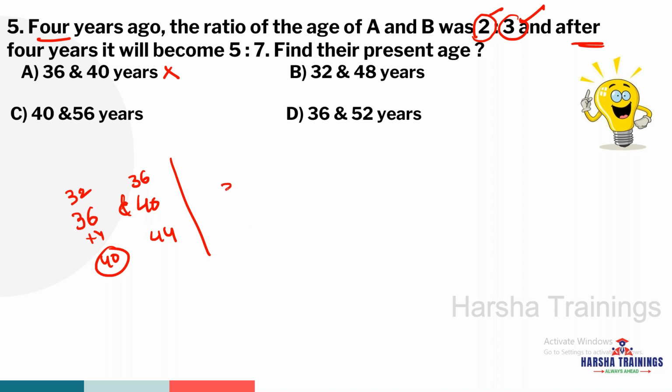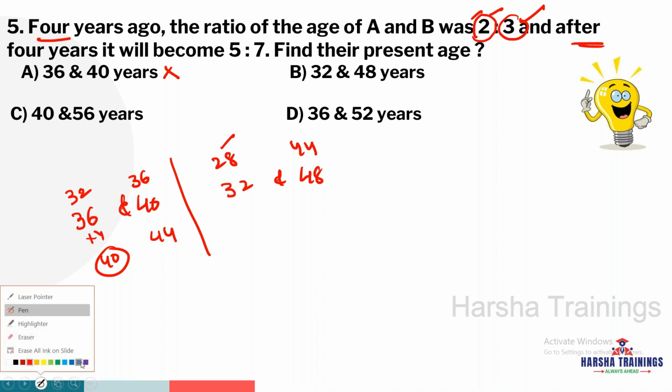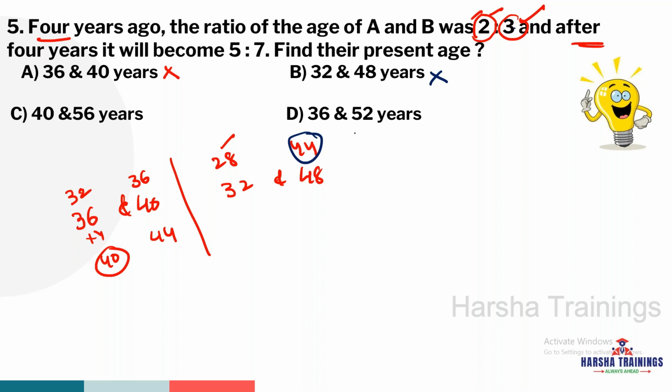Check the second option, 32 and 48. So 4 years ago, 28 years, and 44 years. Now check, guys. 28 is a multiple of 2. Yes. Next, 44 is a multiple of 3? No. So option B is also a wrong option. Move on to option C, 40 and 56.